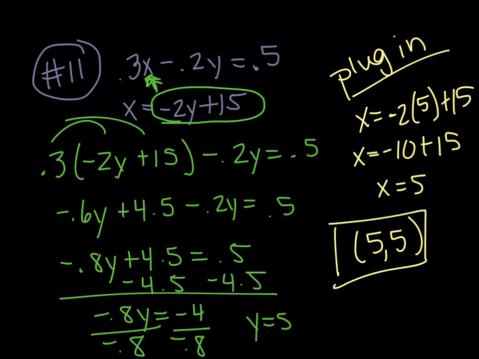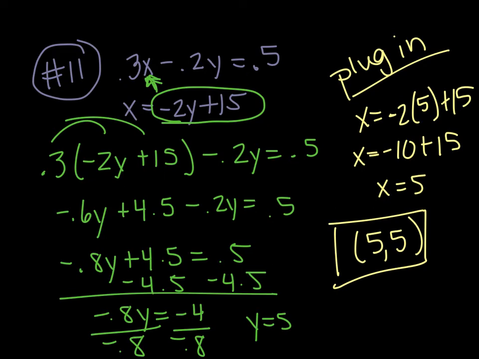Again, not required to check unless it specifically tells you to, but it's always good to go back and plug both of those values into both of your equations and say, okay, does this point of intersection or this solution make both of my equations true? Always a good idea to check. So that's number 11 with decimals.